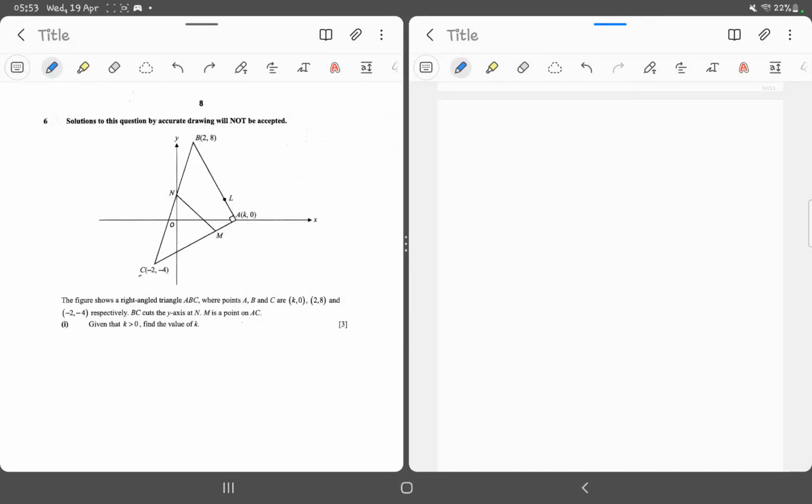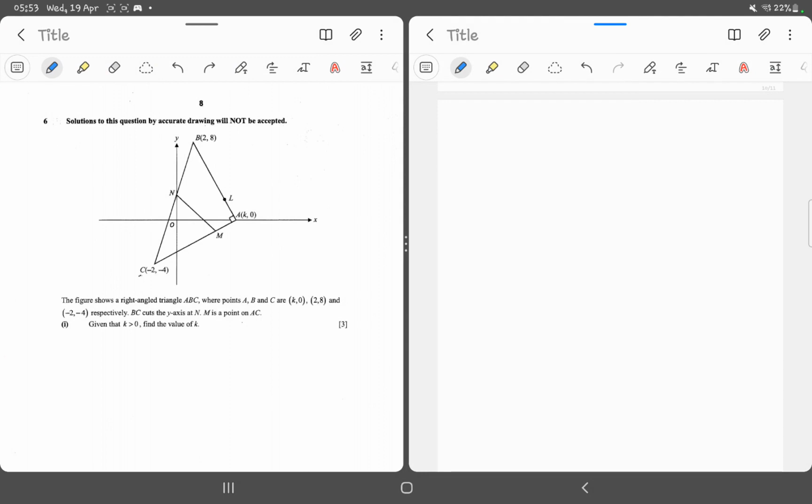Question 6 is on coordinate geometry. Here you will be using the gradient formula, the midpoint formula, as well as the fact that if two lines are perpendicular to one another, then when you multiply the gradients of the two lines, it will equal -1. So without further ado, let's try question 6.